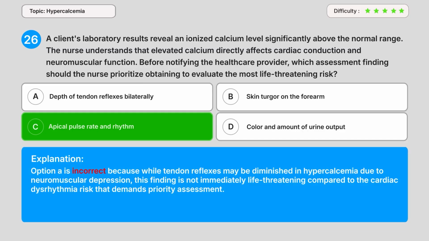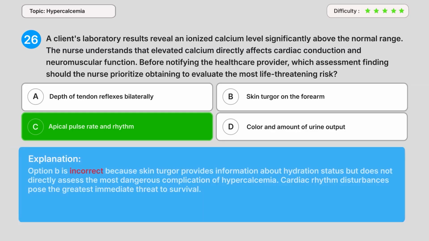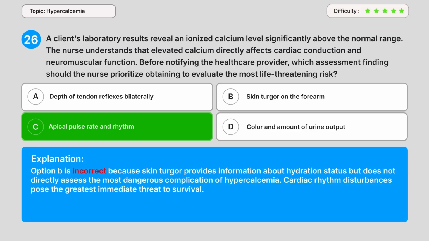Option A is incorrect because while tendon reflexes may be diminished in hypercalcemia due to neuromuscular depression, this finding is not immediately life-threatening compared to the cardiac dysrhythmia risk that demands priority assessment. Option B is incorrect because skin turgor provides information about hydration status, but does not directly assess the most dangerous complication of hypercalcemia. Cardiac rhythm disturbances pose the greatest immediate threat to survival.